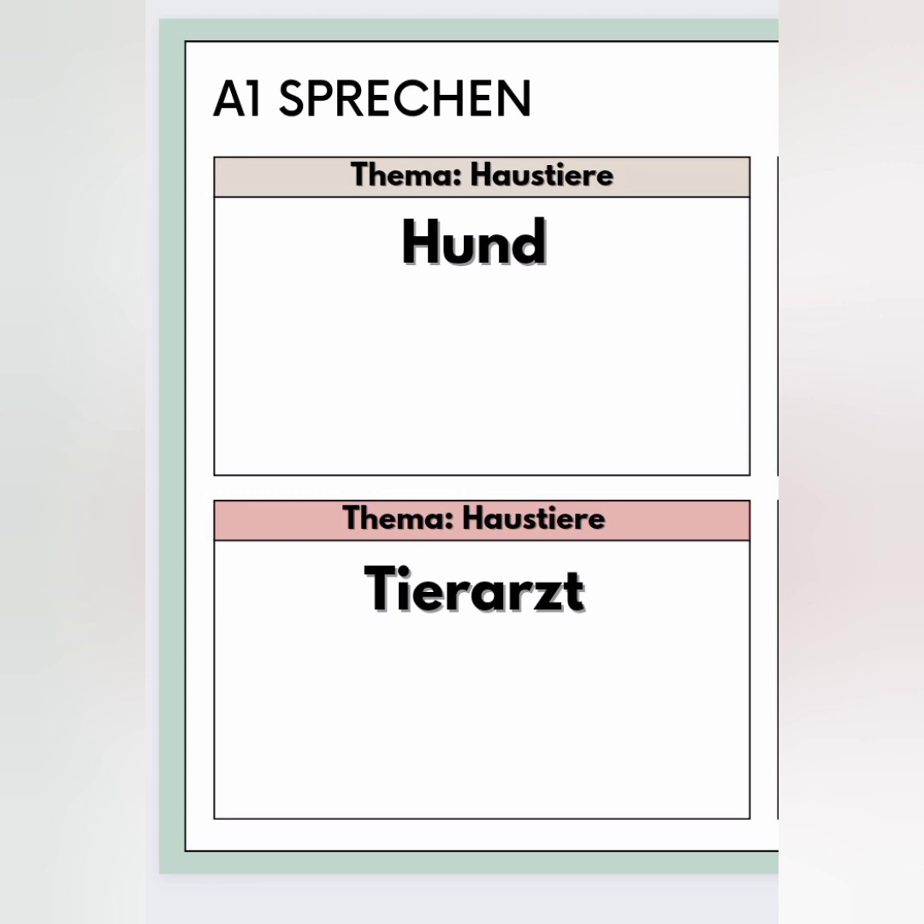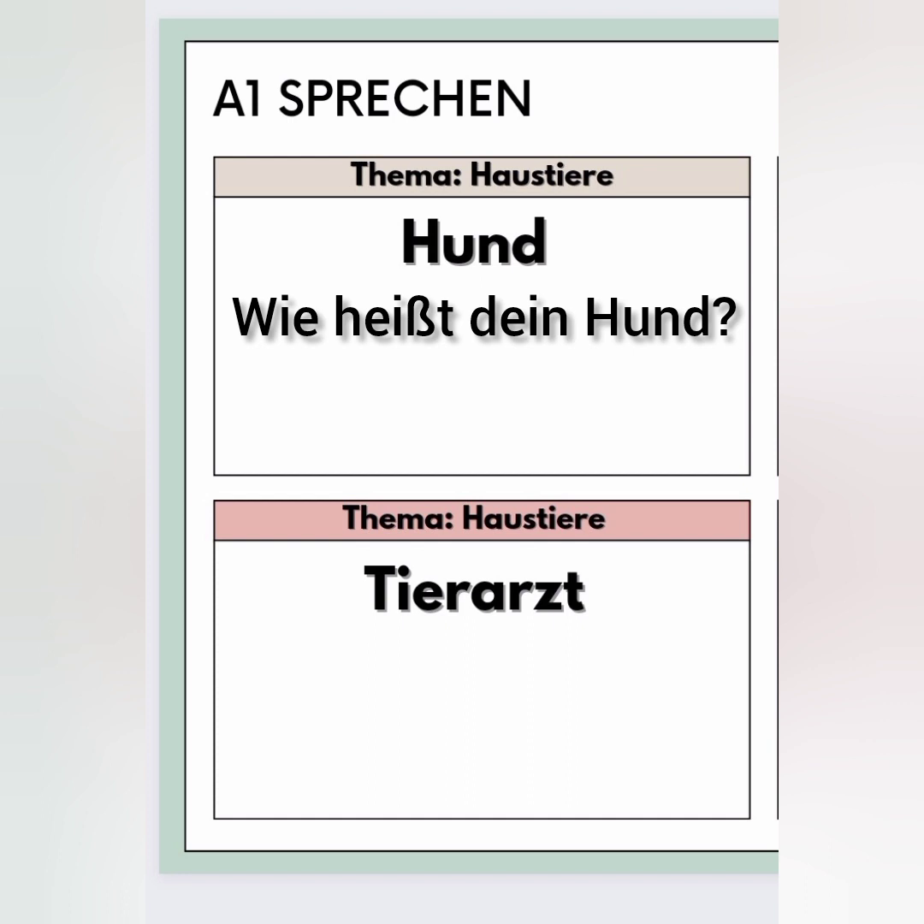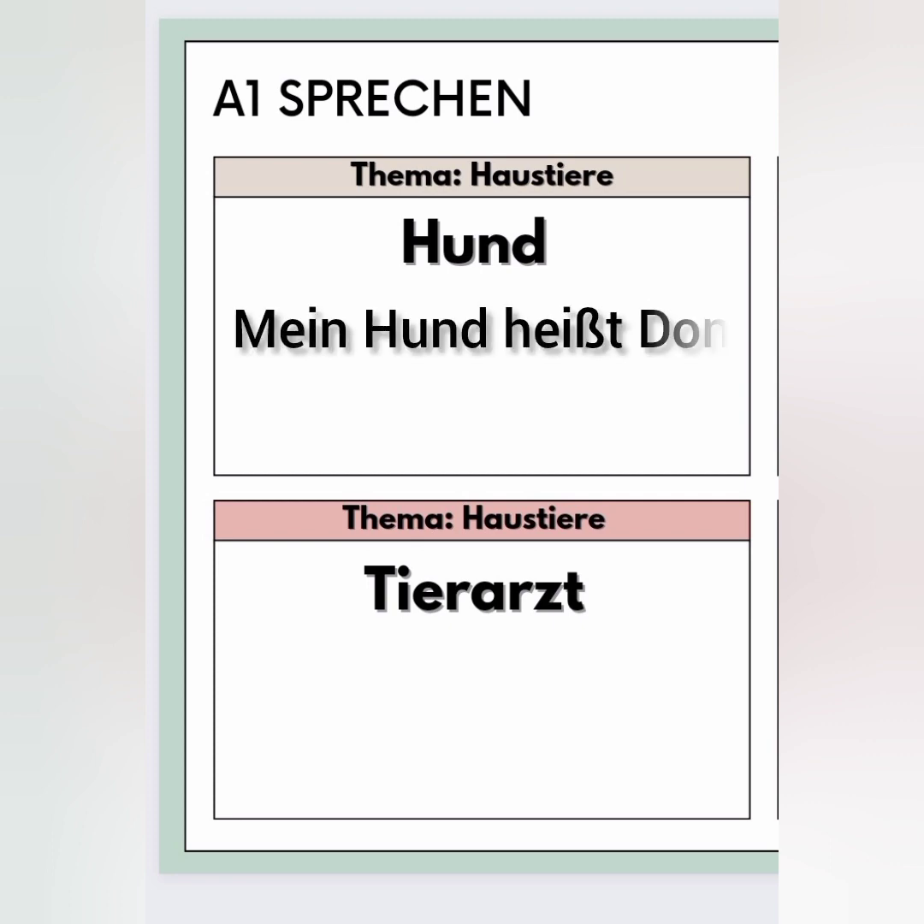So I could go ahead and ask somebody this question: what is your dog called? How do you say this? You would use the question word Wie. So, Wie heißt. Remember, it's singular. So I say, Wie heißt dein Hund? Which means, what is your dog called? I could say, Mein Hund heißt Don. My dog is called Don, right? So if it is singular, I say, Wie heißt dein Hund? What is your dog called?